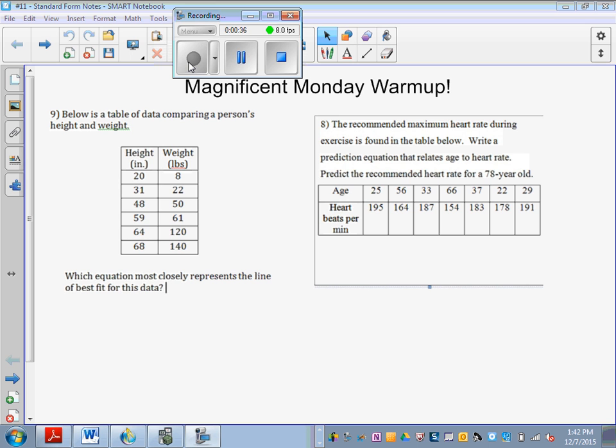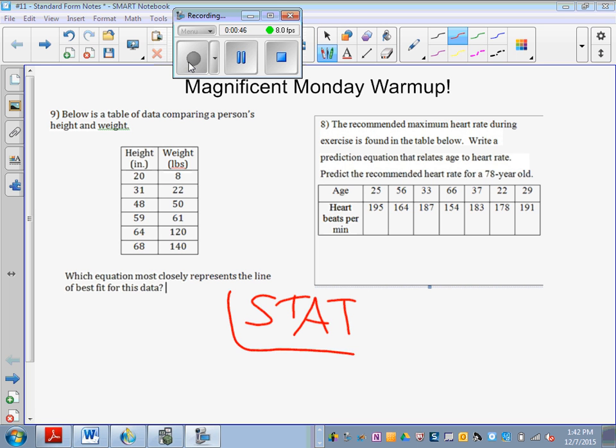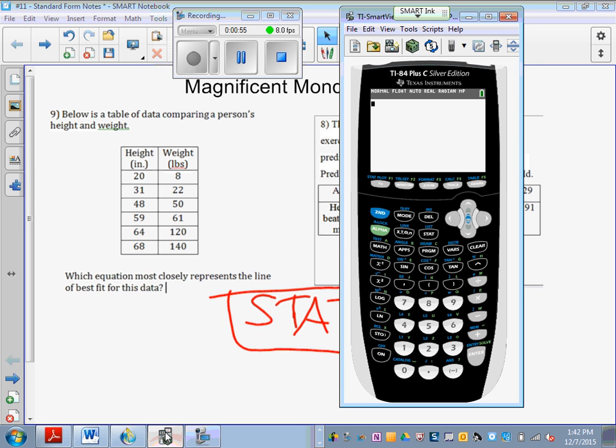So last class we talked about lines of best fit. And this requires you to use your calculator. And the main button you're using is the stat button. The stat button is our key button. So if you forget what to do, hit stat and it might jog your memory. So on your calculator, that's this guy right here. Okay, are we all good?